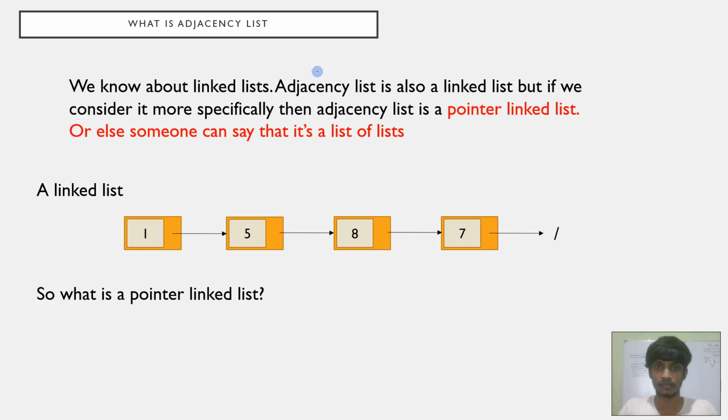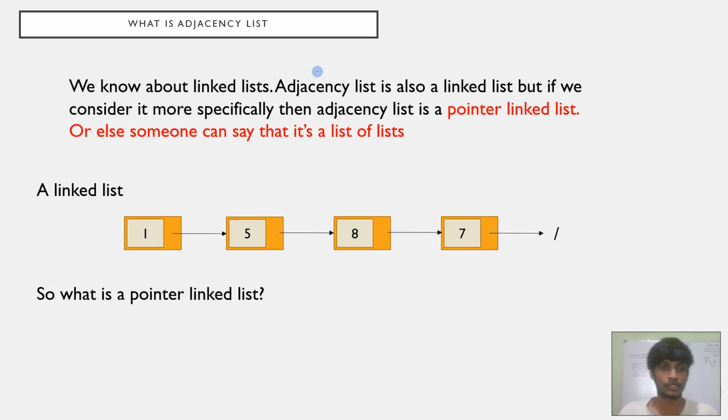Okay. So adjacency list is also a linked list, but if we consider it more specifically, then adjacency list is a pointer linked list because it contains the starting link of another linked list, which makes it a pointer linked list. So I know you didn't get what I'm saying right now. Just remember, for now, adjacency list is a pointer linked list. Or else someone can say that it's a list of lists. That list contains another list inside of that list. Okay, that's why it's known as a pointer linked list.